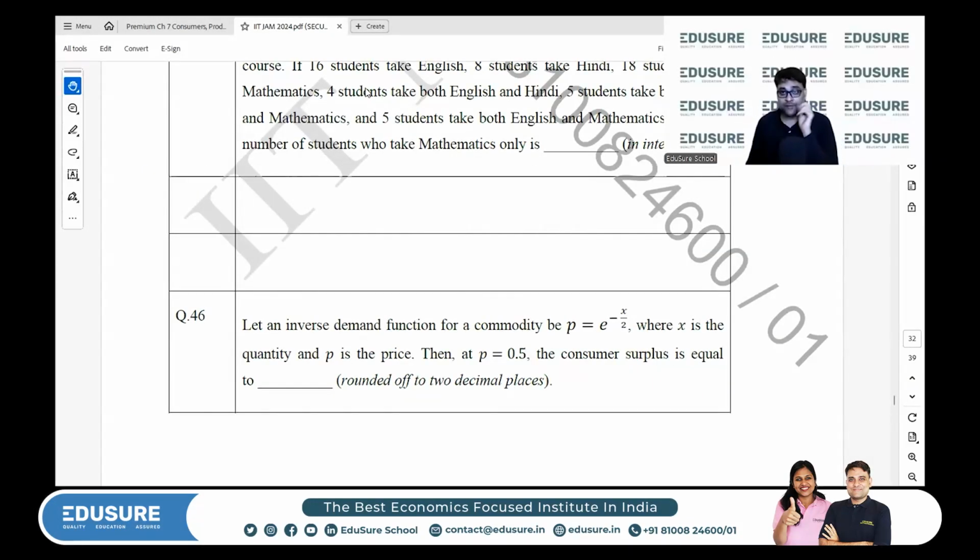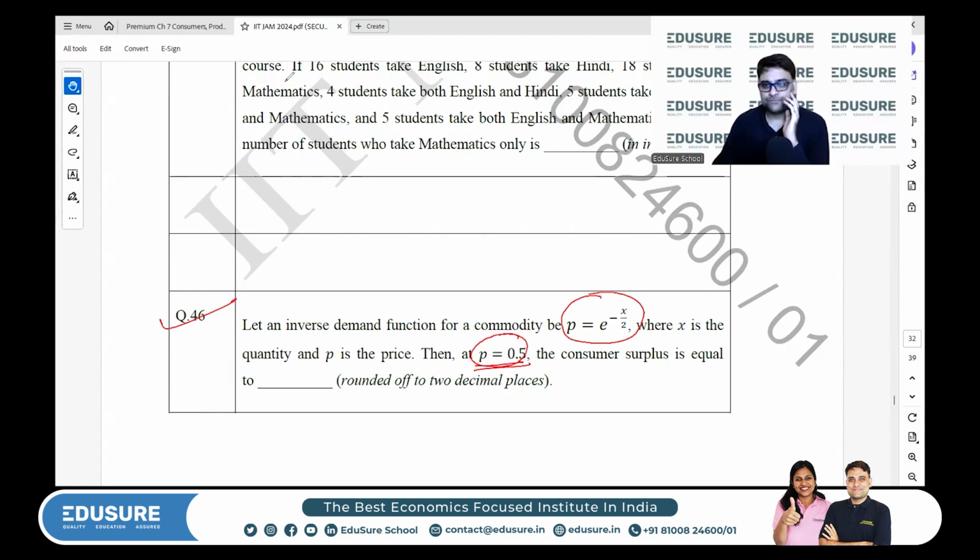IIT JAM 2024, question number 46. Let an inverse demand function be this, where X is the price and P is equal to 0.5. Let the producer surplus is, what is the consumer surplus? So P is equal to e to the power minus X by 2.